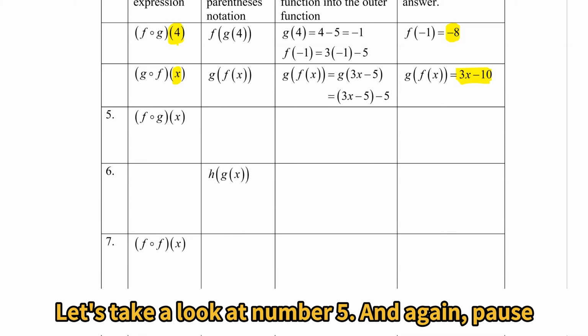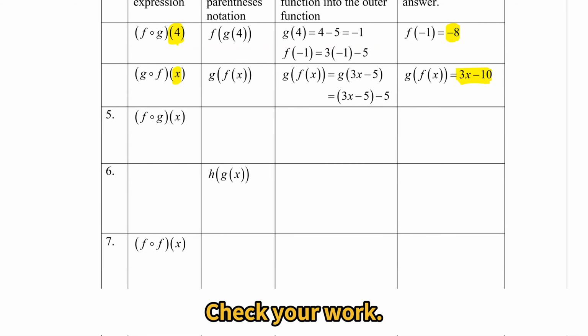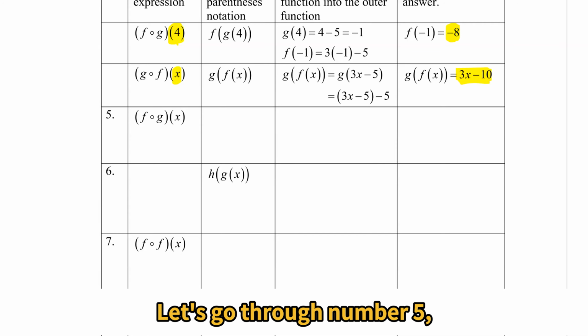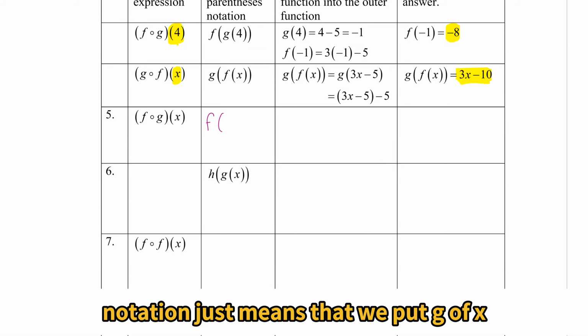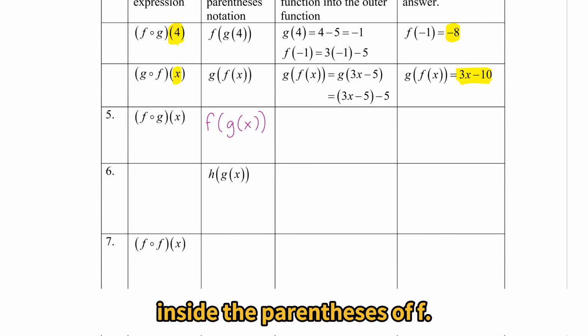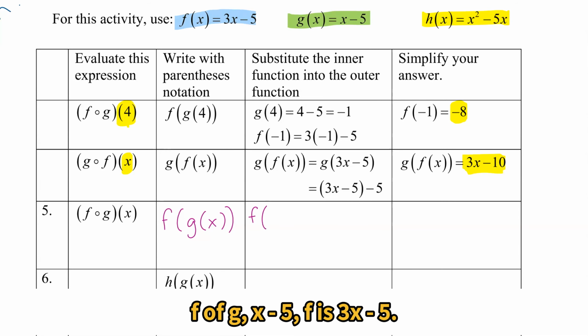Let's take a look at number 5. And again, pause that video, resume when you're ready, check your work. Let's go through number 5. f circle g of x. Our parentheses notation just means that we put g of x inside the parentheses of f. And then in the third column, f of g is x minus 5.